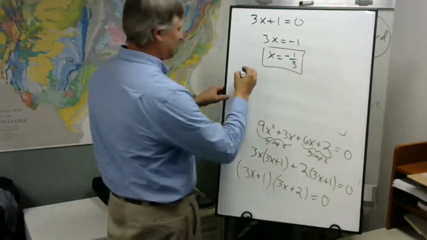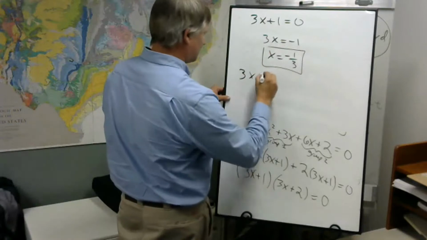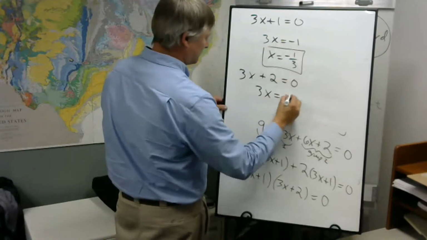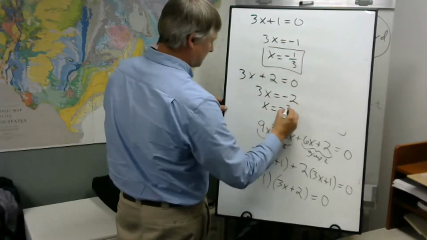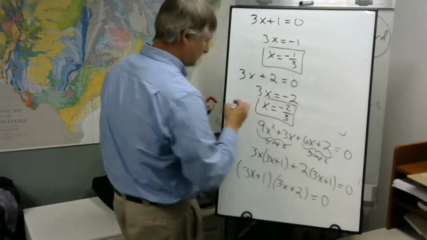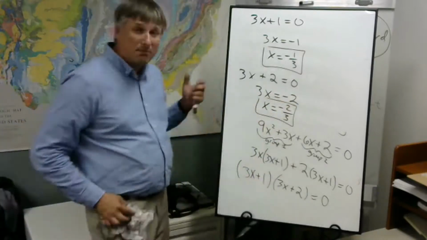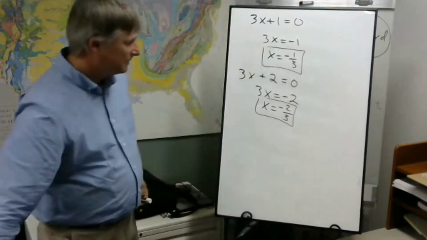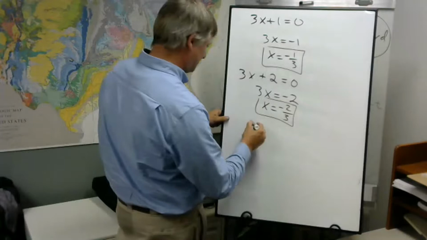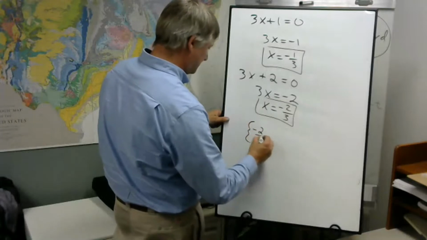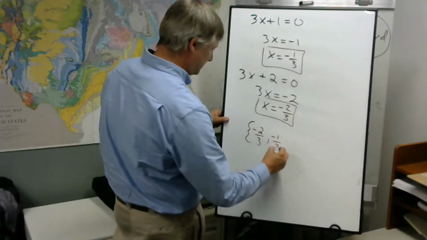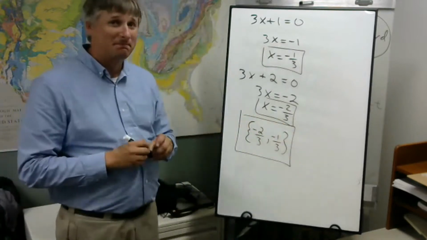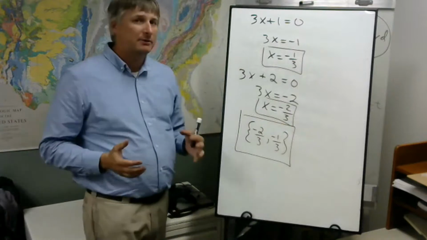Look at this. Well, another possibility is x is minus 2/3. So our answers: minus 2/3, minus 1/3. And that's it. There's one more factoring method we're going to cover.